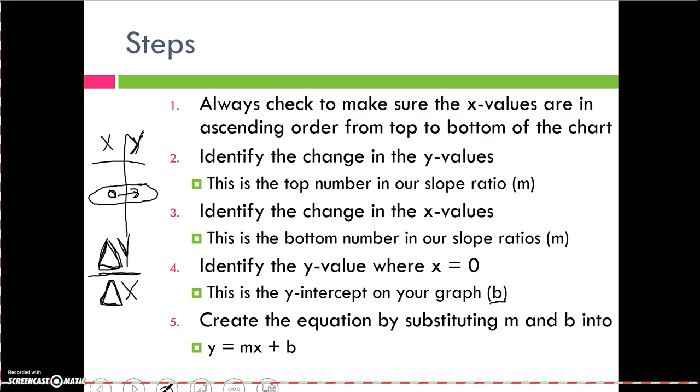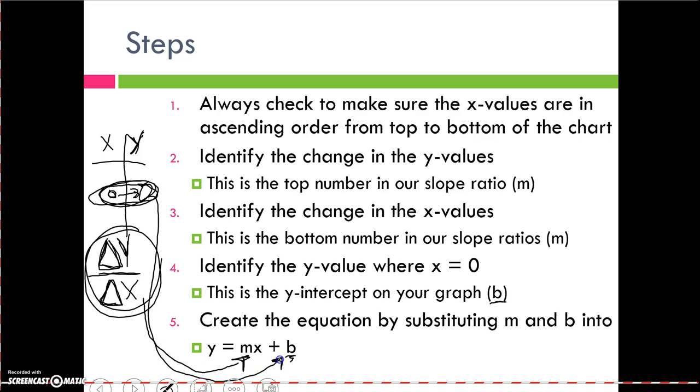Then the last thing to do is just substitute those values in. So we'll substitute a value in for m, which is the change in y divided by the change in x, whatever that ratio is there. And then the b, where our x value is 0, what is our y value? That value is going to go in for b.